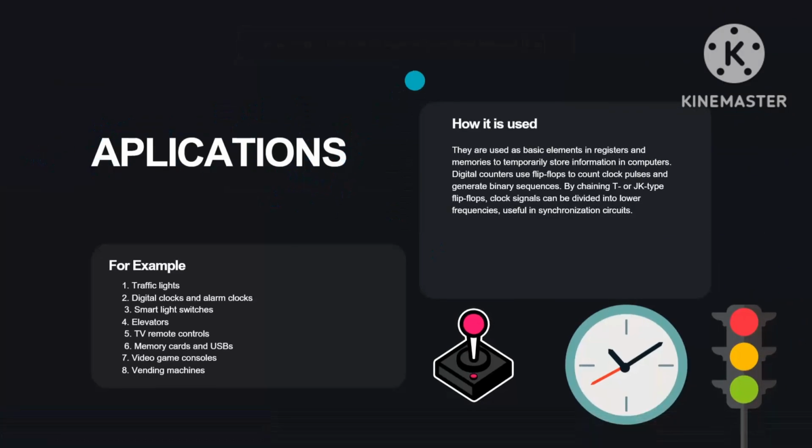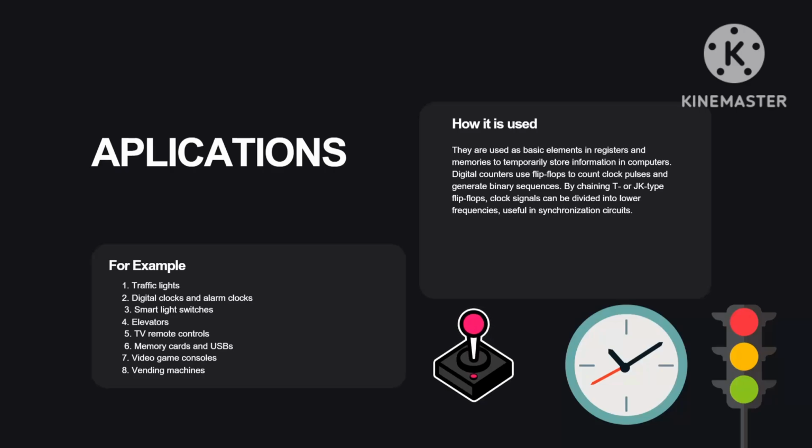Applications. Well, how can we use that? The flip-flops have a lot of applications. For example, it could work like a clock, like a memory that can keep or store some information, or also can function like a divisor of frequency.